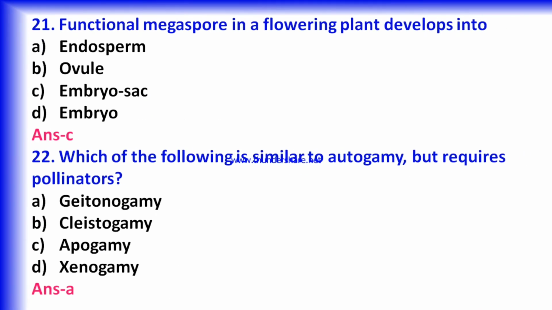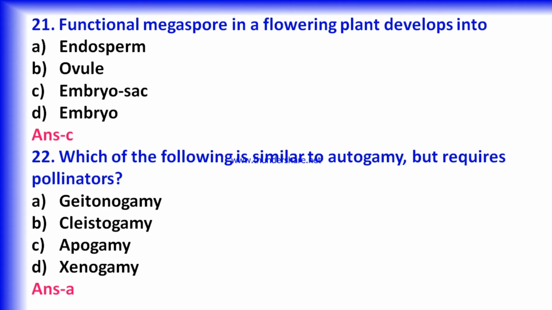Next question. Functional megaspore in a flowering plant develops into endosperm, ovule, embryo-sac or embryo, and the functional megaspore in a flowering plant is further developed to embryo-sac, not embryo. Number 22. Which of the following is similar to autogamy but requires pollinators? Geitonogamy, cleistogamy, apogamy or xenogamy, and the answer is geitonogamy.